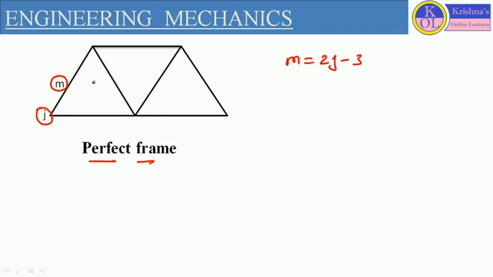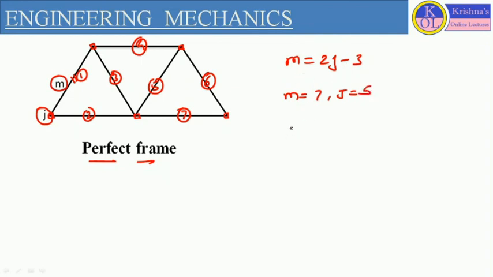So here we will count all the members. So 1, 2, 3, 4, 5, 6, 7. So here we have 7 members, and joints 1, 2, 3, 4, 5. So this is similar to the previous diagram. So here m equals 7, j equals 5.